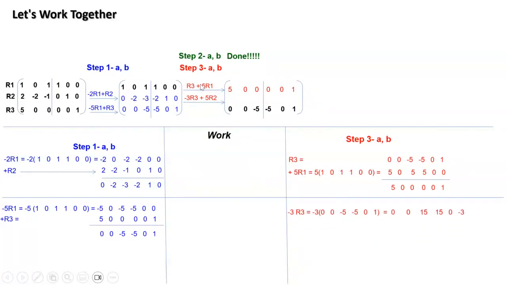Now for the second part of step 3, if I multiply -3 times row 3, that is multiplying -3 times every element in row 3, which is 0, 0, -5, -5, 0, 1. Once you execute that operation, it's going to give us 0, 0, 15, 15, 0, -3. Then you're going to add 5 times row 2. So 5 times row 2 will give us 0, -10, -15, -10, 5, and 0. The result is -10, 0, -10, 0, 5, 5, and -3? That's my new row 2.